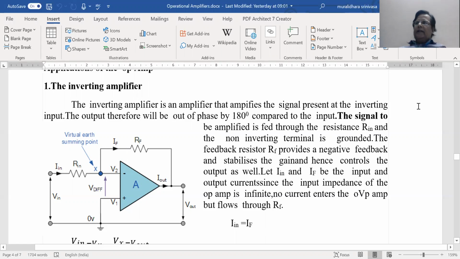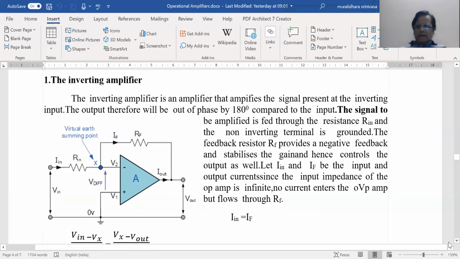So for fidelity, therefore, you need that the output will be a linear function of the input, actually a constant K times the input. So we'll be looking at such applications wherein the op-amp behaves as a linear device. Now, where do we start? We start with the inverting amplifier.